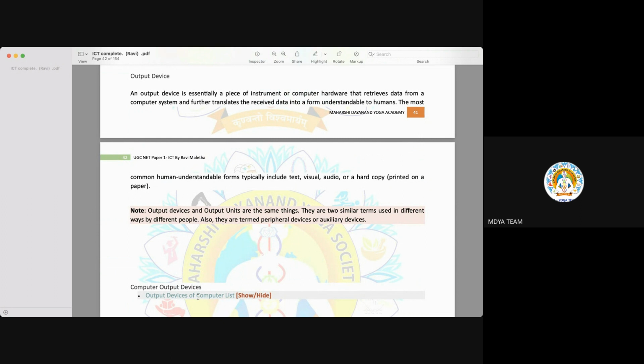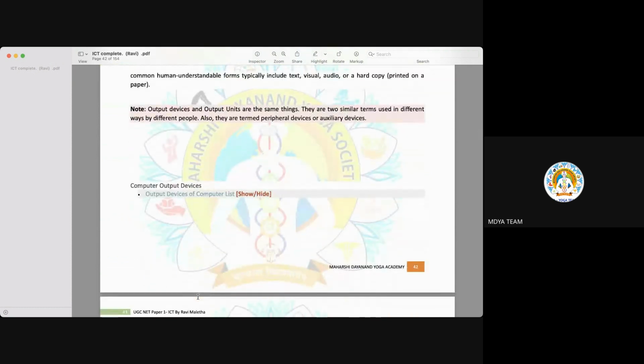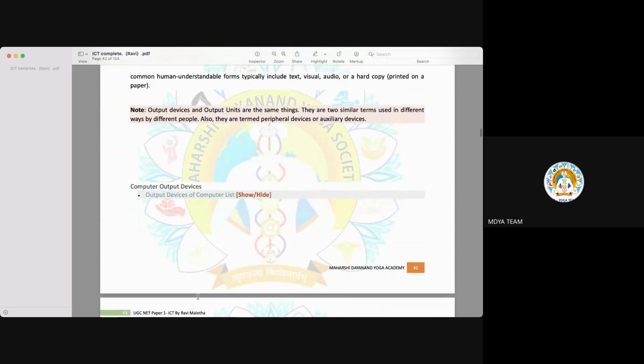Now, the most common human understandable forms typically include text, which may be visual, maybe audio, or a hard copy printed on paper. These are the most common forms. Now, output devices and output units are one and the same thing. They are two similar terms which are used in different ways by different people.